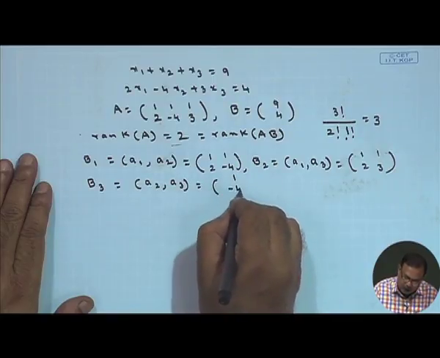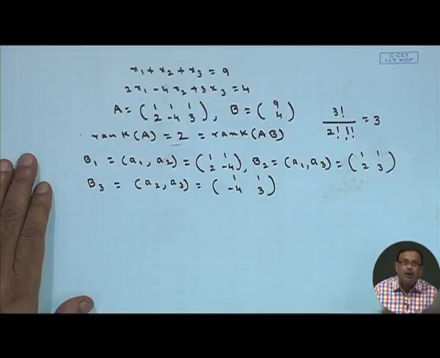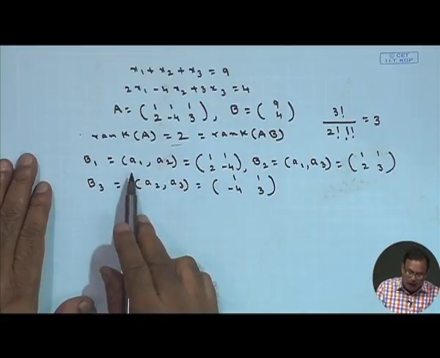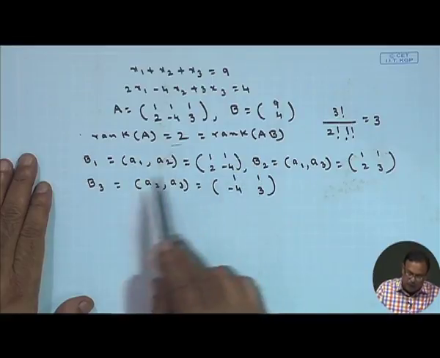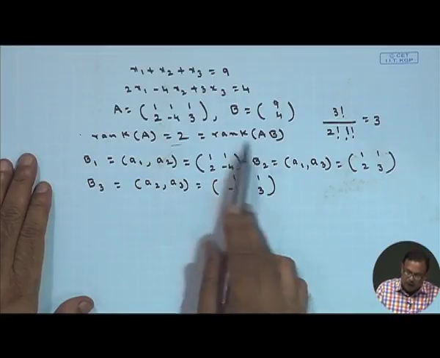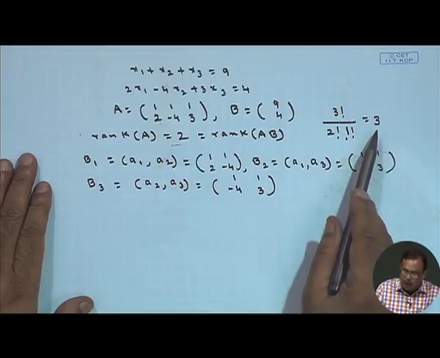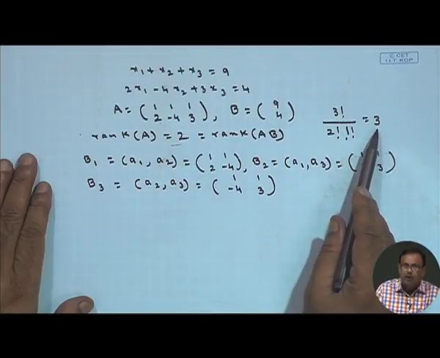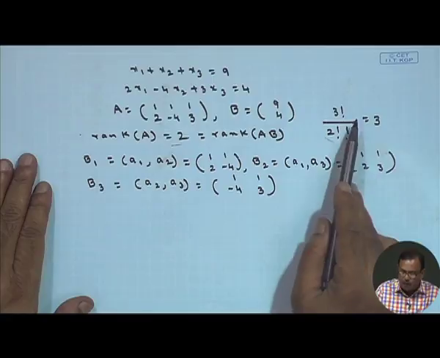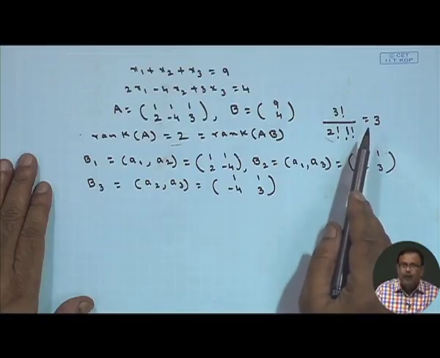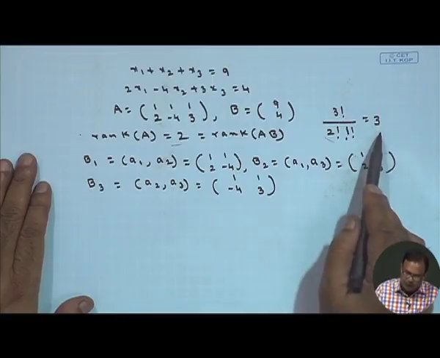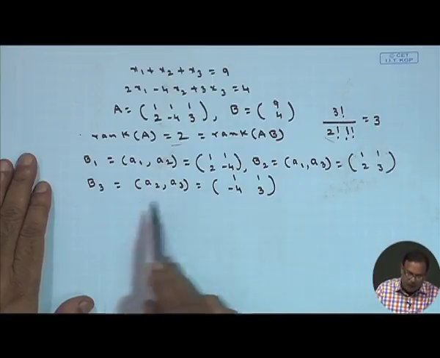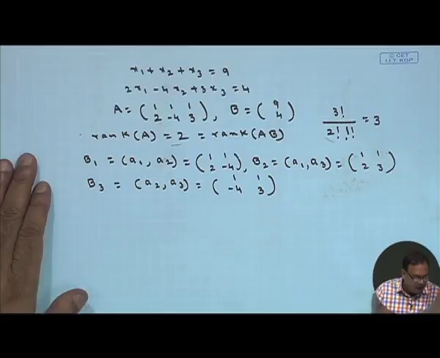This is 1 minus 4 and 1 3. So if you see, I am obtaining these basic solutions B1, B2, B3. Since the rank was 2, the maximum number of basic solutions I can obtain using the formula factorial n by factorial m into factorial n minus m is equal to 3. So I obtain B1, B2 and B3 like this.